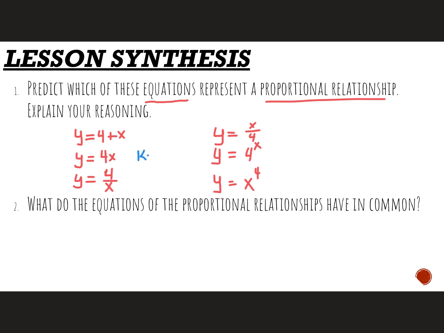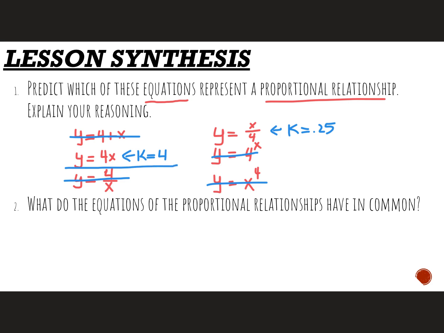So we had k equals 4 on the one where it was y equals 4x, and we had k equals 0.25 where it was x divided by 4. The rest of them all had different k values for each row, so they cannot be proportional relationships. But these two could be because they had a constant of proportionality. So that would be your reasoning.